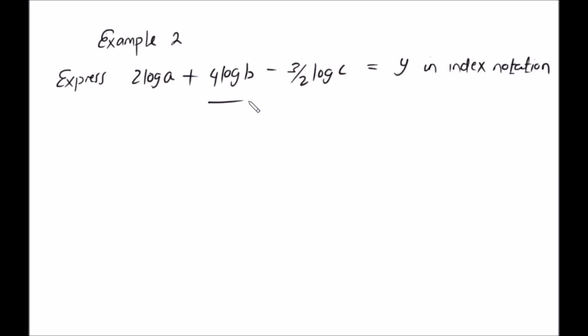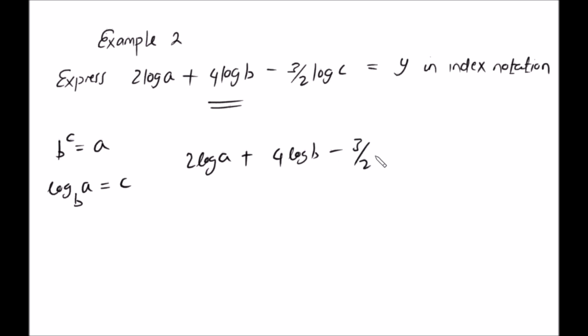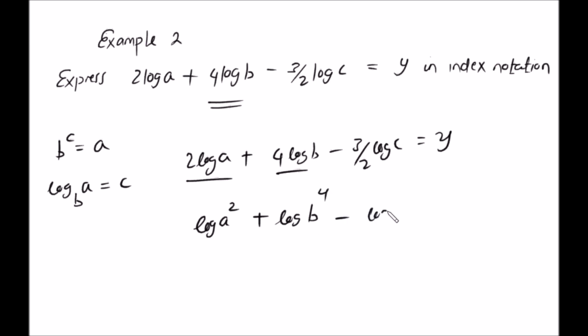Anasema express huyu in index notation. So hii hapa ni index notation. Lakini hii ni logarithm notation. So huyu wote express in index notation, kwa sababu yupo kwenye logarithm notation. So hapa tuna 2 log a plus 4 log b minus 3/2 log c ni sawa na y. So huyu sasa tumesema itakuwa ni log a squared, ile law yetu ya 5, na huyu atakuwa ni log ya b power 4. So huyu atakuwa ni log ya c.